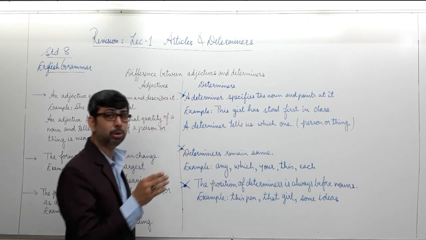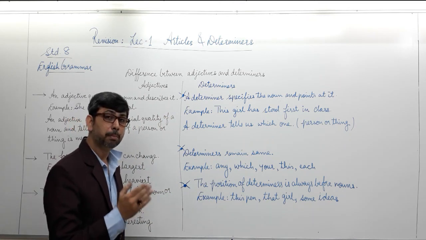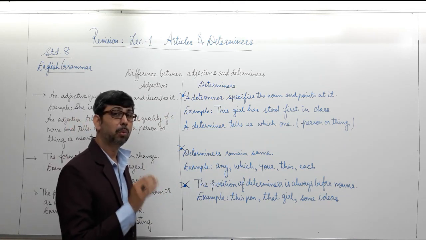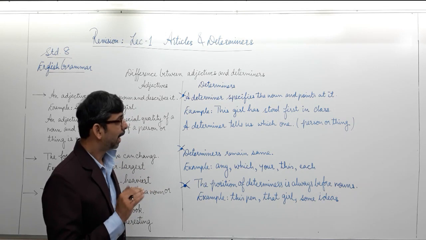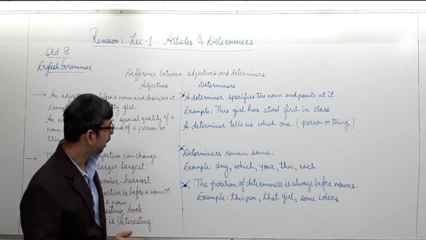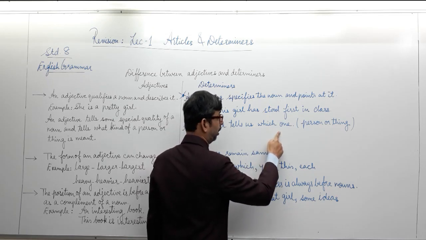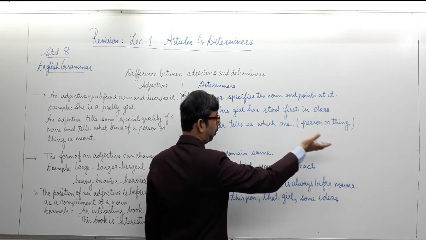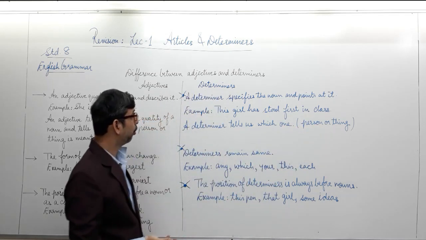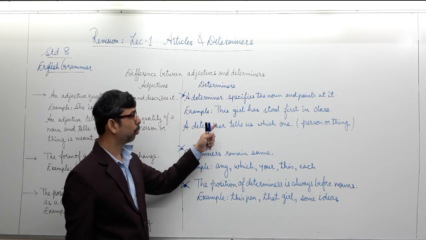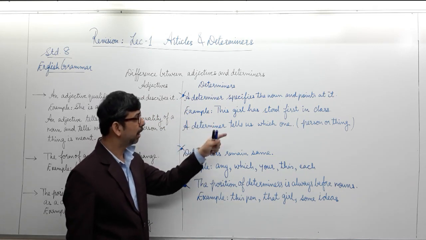So it is pointing out to tell us that no other girl but this girl, which the word this is pointing out to, has stood first in the class. Therefore, we can say a determiner tells us which one means a person or thing, what is being referred to. Therefore, a determiner plays this role of specifying or pointing out to something.